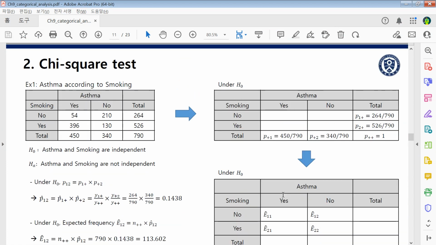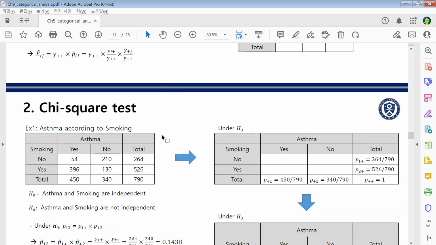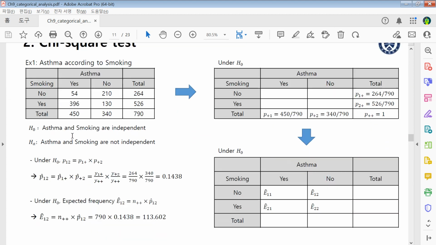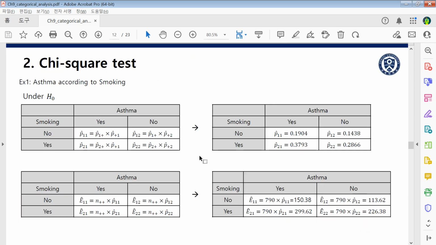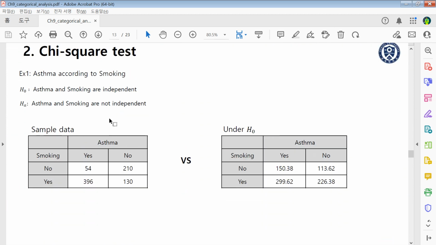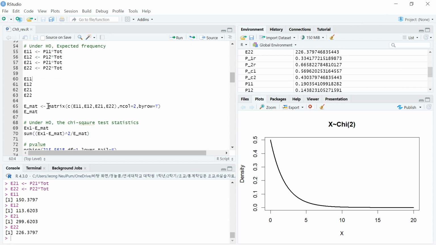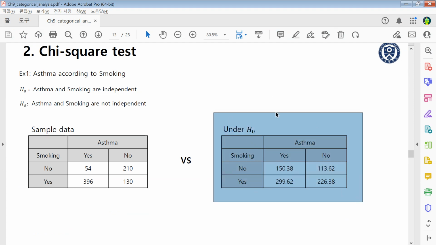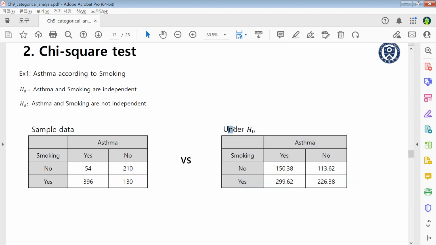So I'm just following each step of the hypothesis testing, with the null hypothesis that asthma and smoking are independent. I follow all the steps, and we can make the values again in matrix form by using this matrix function. You can see that this matrix has the same form as the expected frequency contingency table under the null hypothesis.